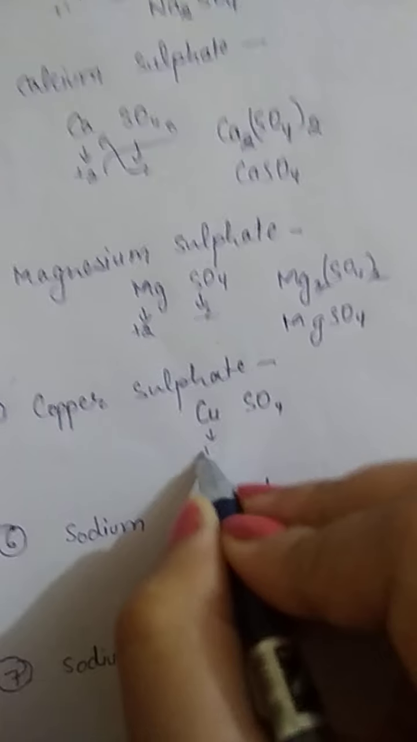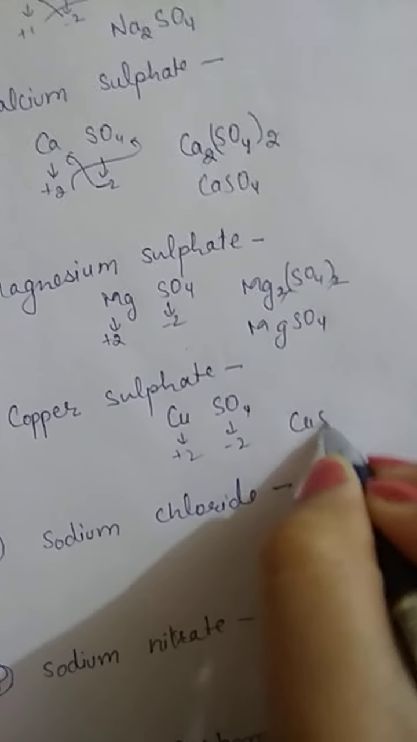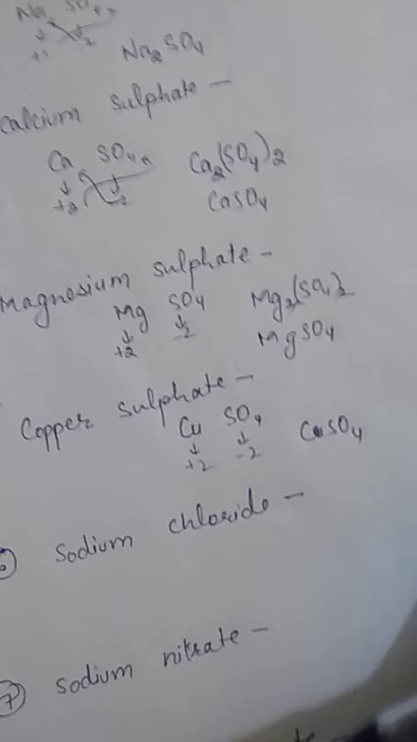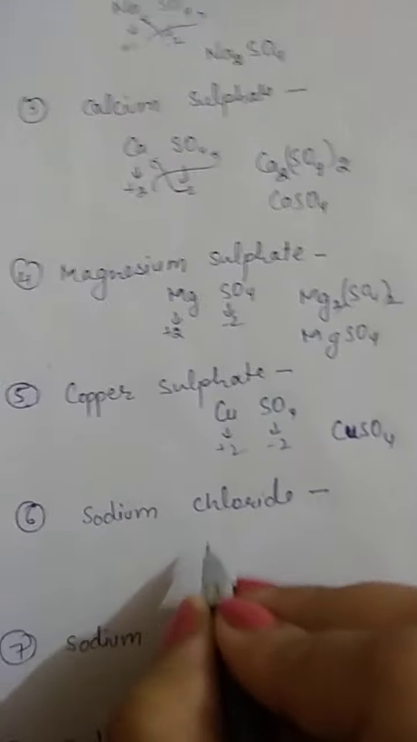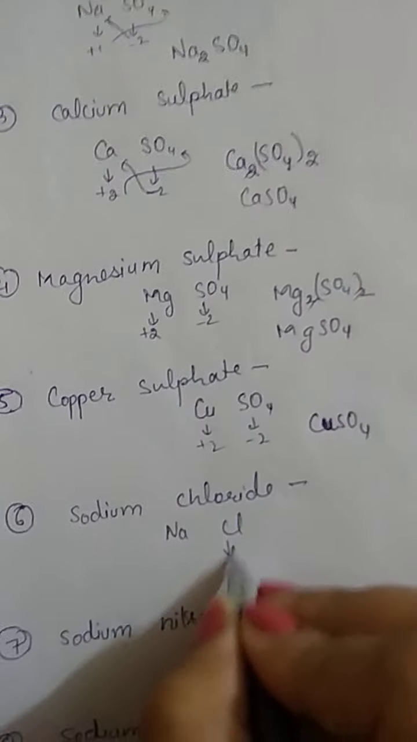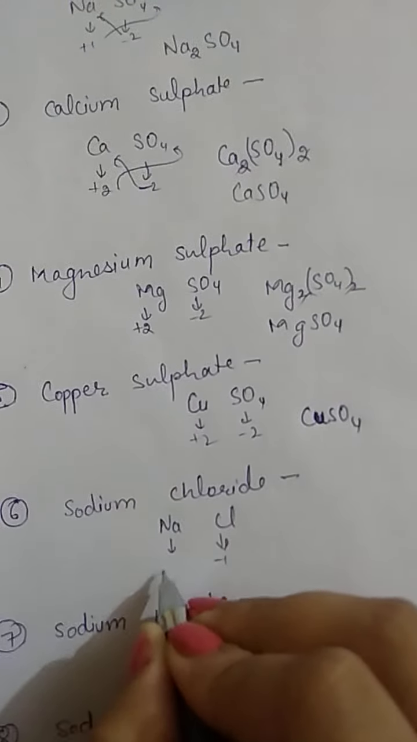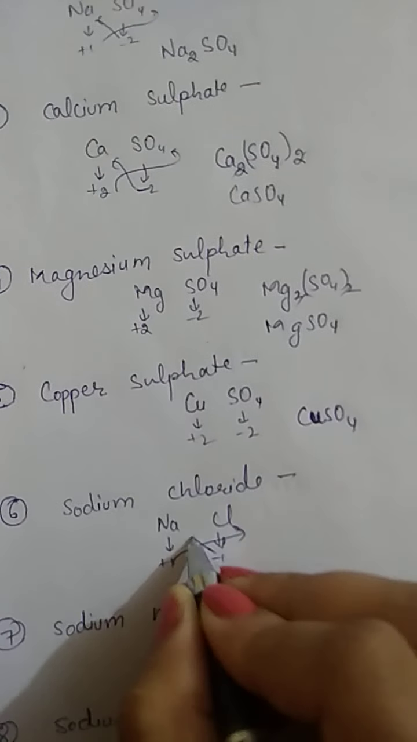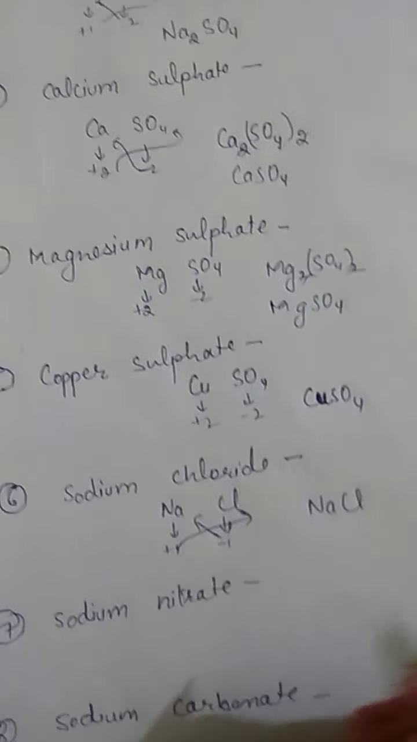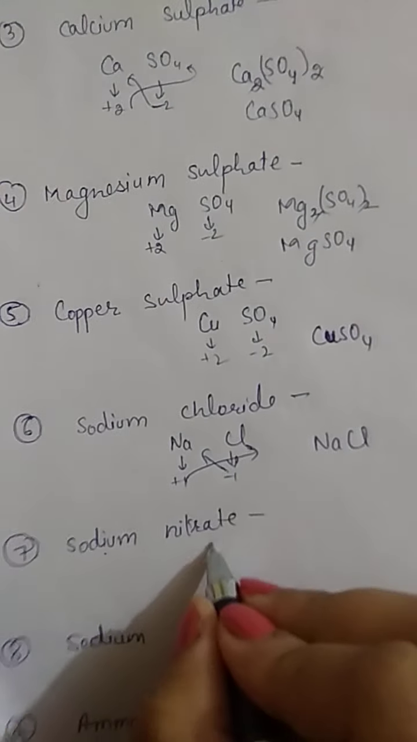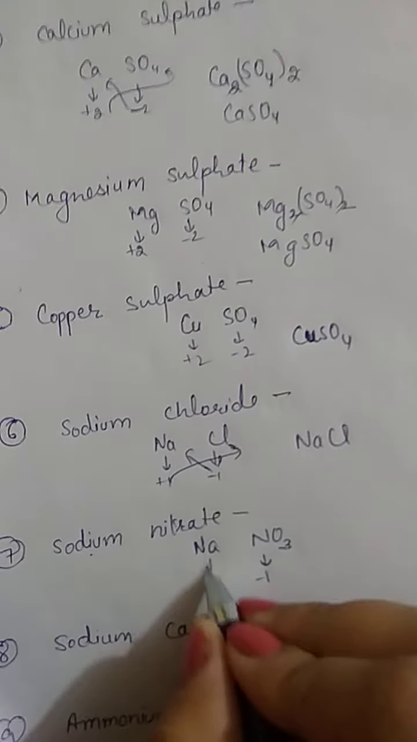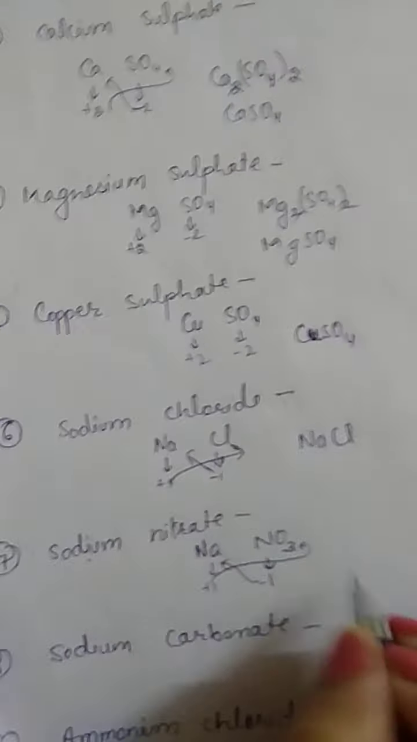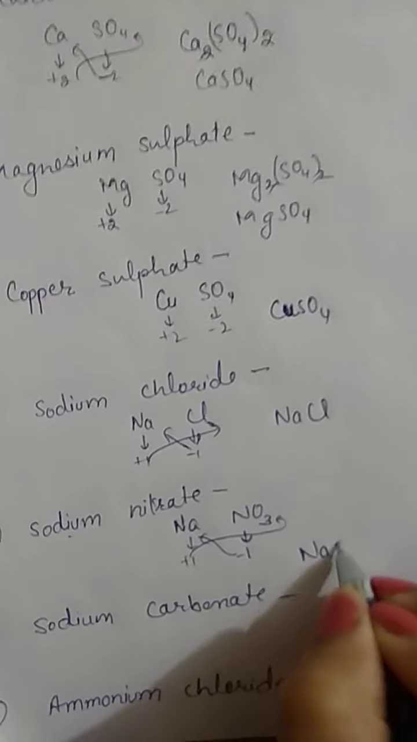Then copper sulfate, CuSO4. It is again +2, it is -2. So simply you can write CuSO4. Then sodium chloride, it is NaCl. Chlorine -1, sodium +1. The valencies cross over, NaCl. Next one is sodium nitrate, Na, and nitrate is NO3. It has -1, sodium has +1. So the formula of sodium nitrate is NaNO3.